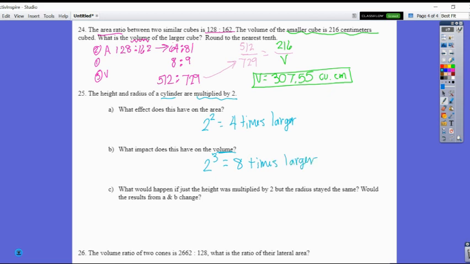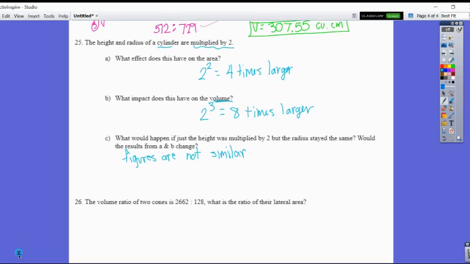Now C follows it up. What if just the height was multiplied by 2, but the radius stayed the same? Would those results change? Absolutely, they would change. The figures are no longer similar. If only one dimension is affected, then you don't have similar figures anymore. And so you can figure out exactly how close or how different they are.